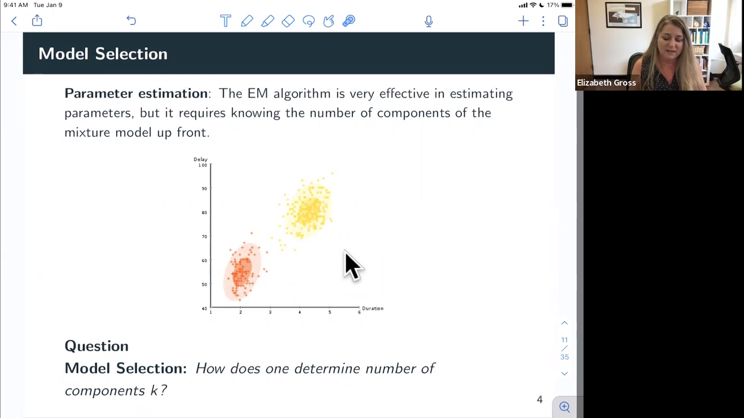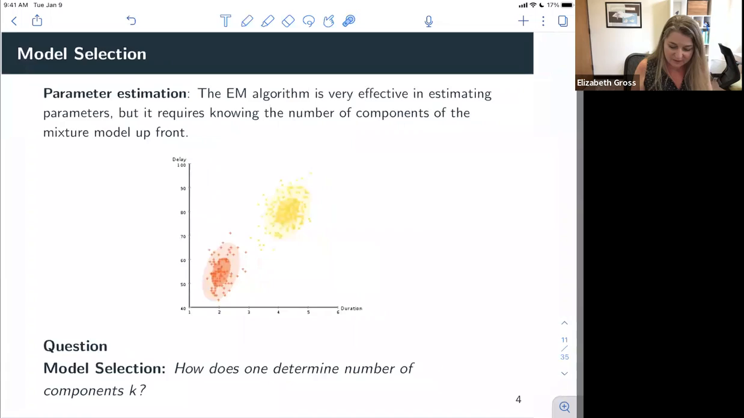The problem is that it does require you to tell it how many components you have, right? So if you're going to input one, do I have 2 components? Do I have 3 components, 4 components, 5 components? So the model selection problem with these Gaussian mixtures is actually, how do you determine the number of components K here? Because that's what we want to feed in order to do parameter estimation. And that's what we'll focus on.